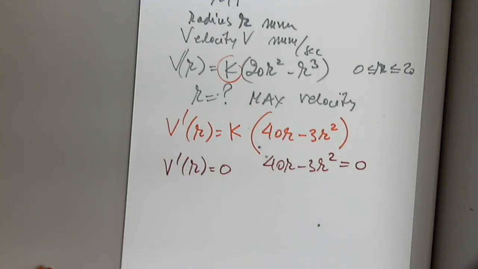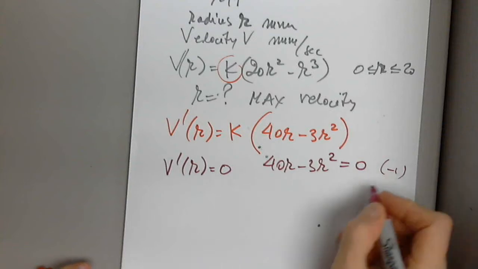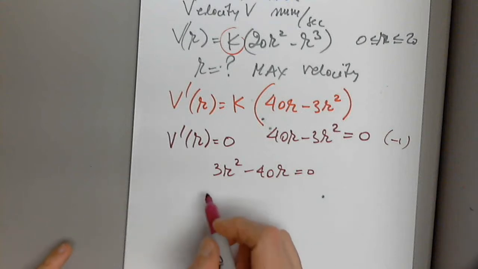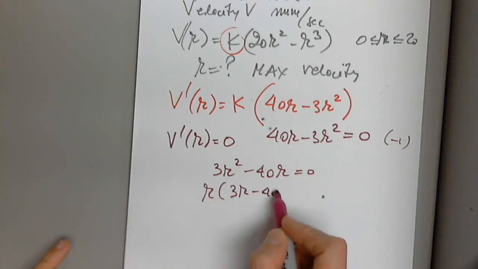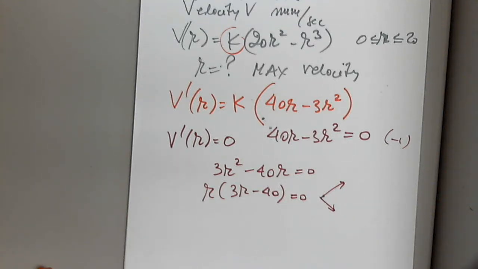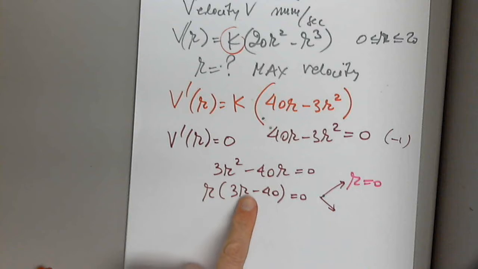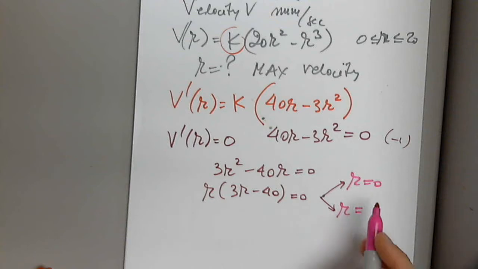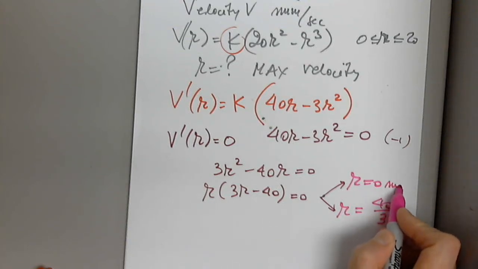Remember, descending order, no negative leading coefficient, factor, simplify. Keywords. I'll multiply both sides by -1. So I have 3r squared minus 40r equals 0. And I will factor out r. So I get two critical numbers. What is the first one? 0. Excellent. r equals 0. What is the second one? 40 over 3. Do we agree? Both are in millimeters.